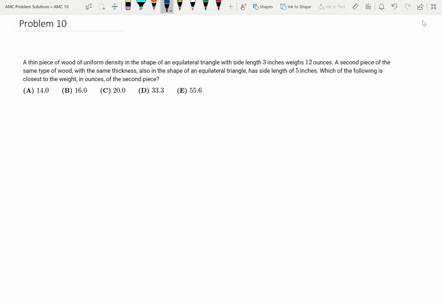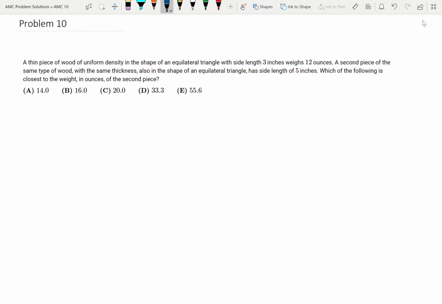A thin piece of wood of uniform density in the shape of an equilateral triangle with side length 3 inches weighs 12 ounces. A second piece of the same type of wood with the same thickness, also in the shape of an equilateral triangle, has side length of 5 inches. Which of the following is closest to the weight in ounces of the second piece?